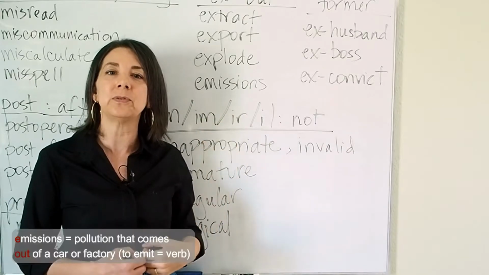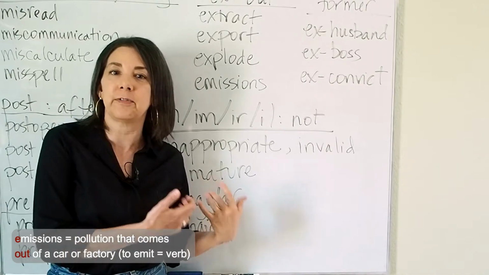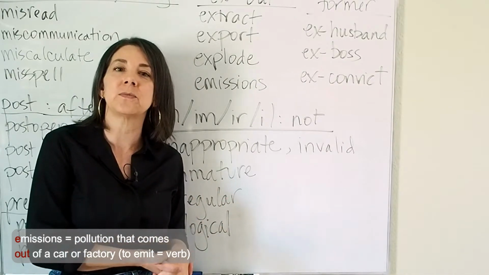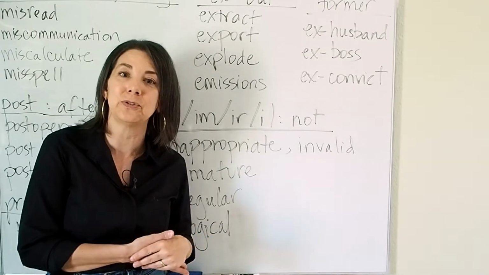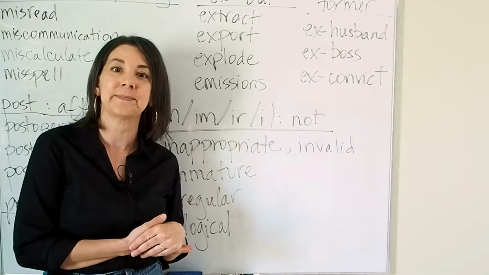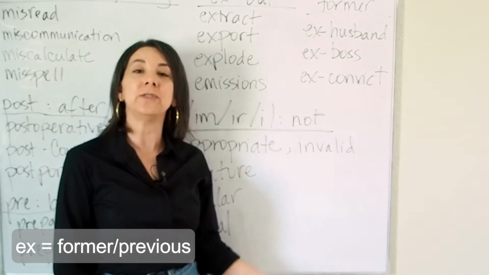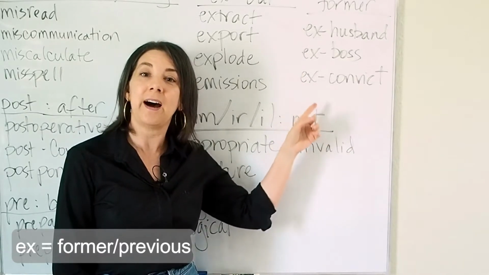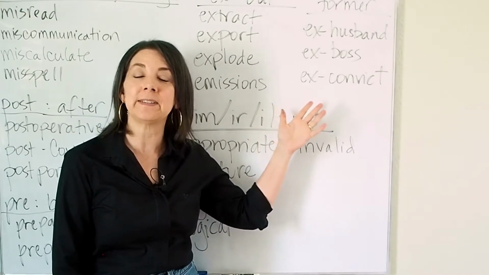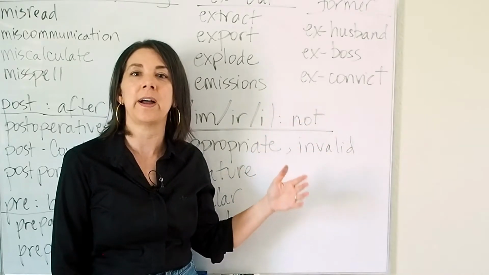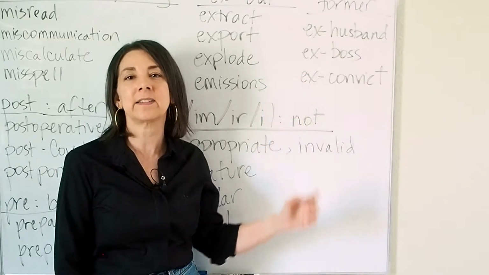Emissions is the pollution that comes out of your car or out of a factory. And we often use the word zero emissions now to refer to cars that produce no pollution, no emissions. However, the prefix ex has another meaning, which is former. And you'll notice that with this one, we usually use a hyphen between the parts. And former or previous, like ex-husband, ex-wife, ex-girlfriend, ex-boyfriend, ex-boss, and ex-convict.